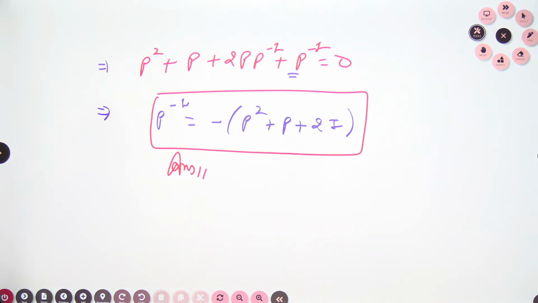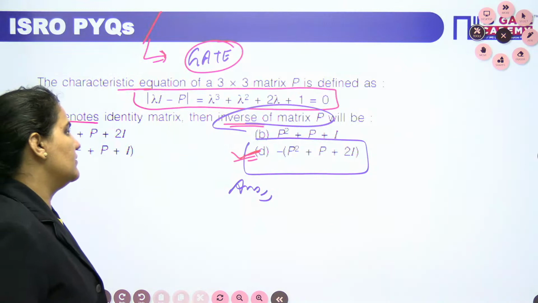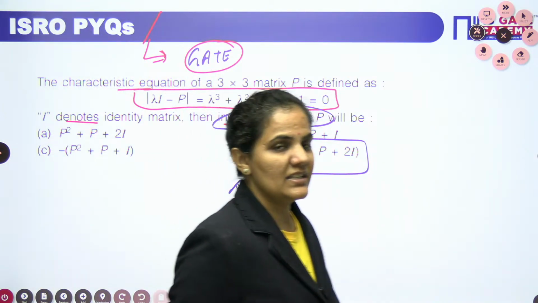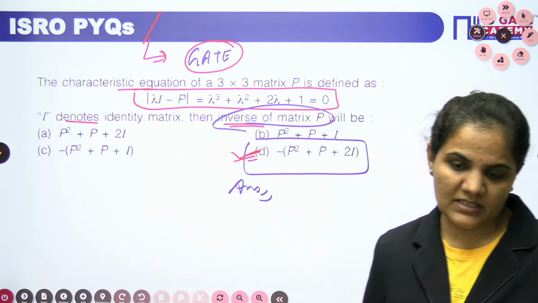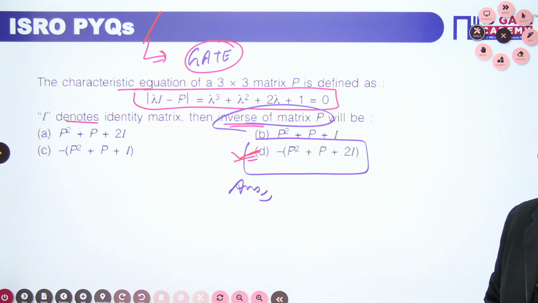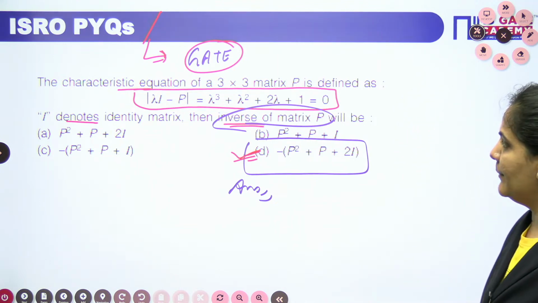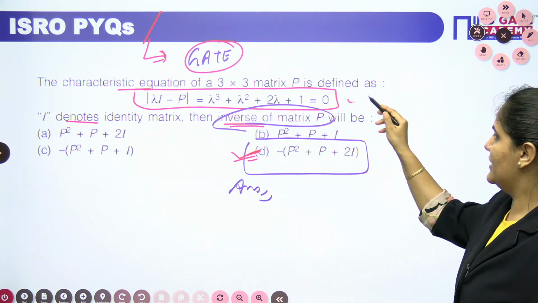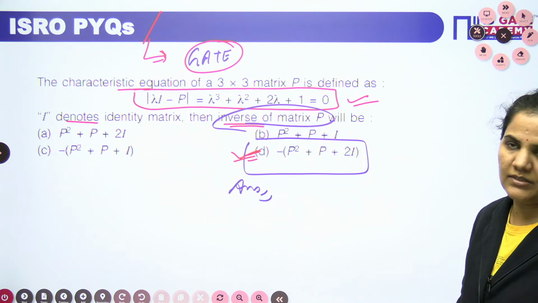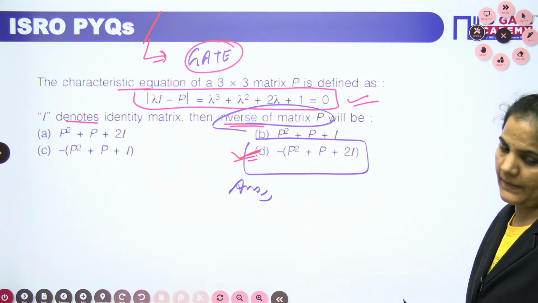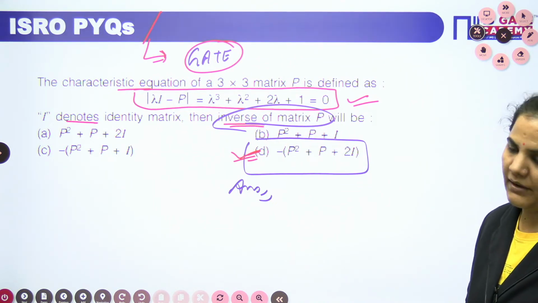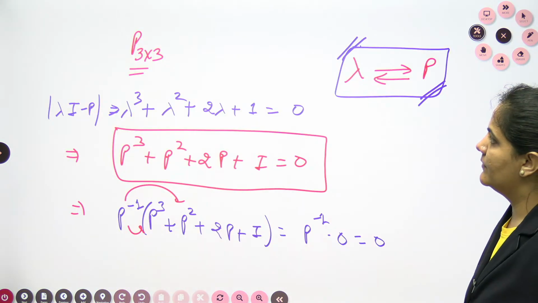Minus p square plus p plus 2i, which will be the value of the inverse of matrix p, means p inverse. Okay, so in this way we can use the Cayley-Hamilton theorem. This is the basic use of Cayley-Hamilton, which we can see very easily. I hope everyone can understand the question.